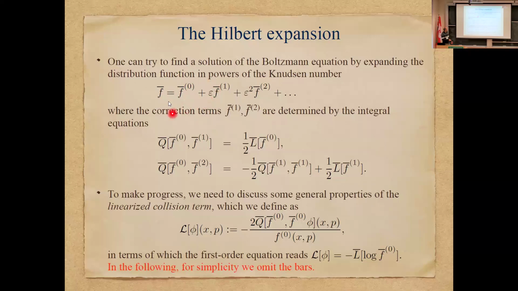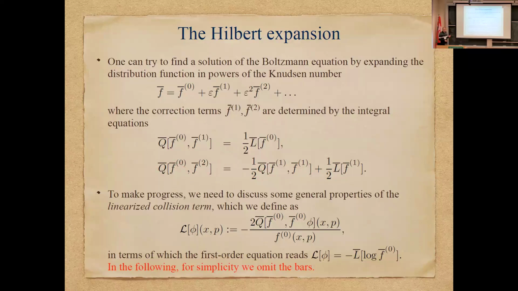And then if you look at the first order correction, they will satisfy a linear equation for f1, which is of this form. So Q was this integral operator, and now when you linearize it, then you get something like this with a source term. And then formally you can write higher order corrections.